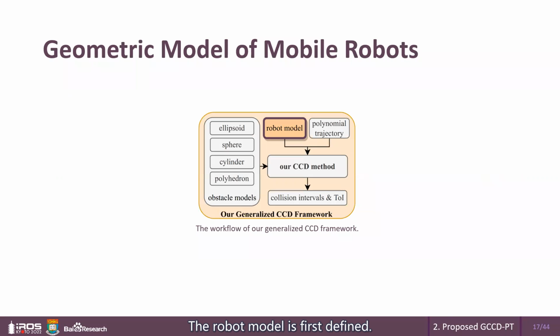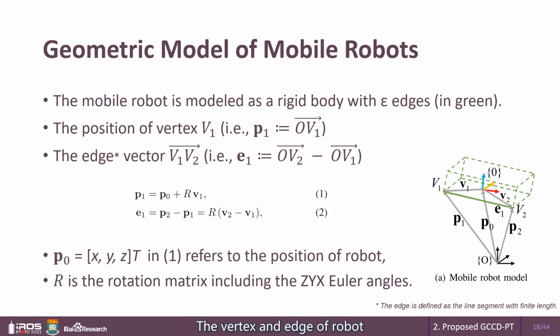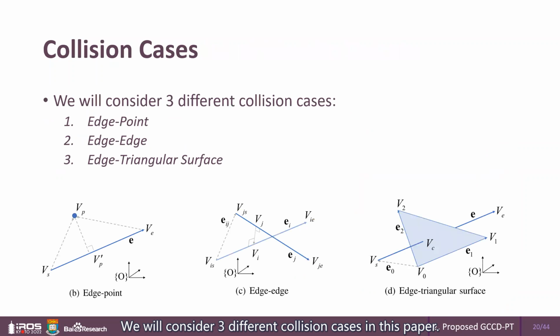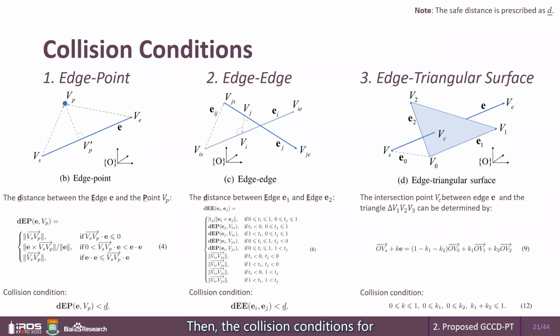The robot model is first defined. The vertex and edge of the robot are formulated in equation 1 and equation 2. Then I will introduce how to calculate the collision, which is a key component in our work. We will consider 3 different collision cases in this paper. Then, the collision condition for these 3 cases can be given in this slide.